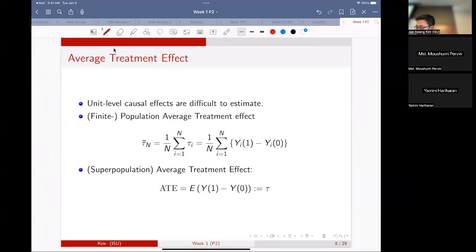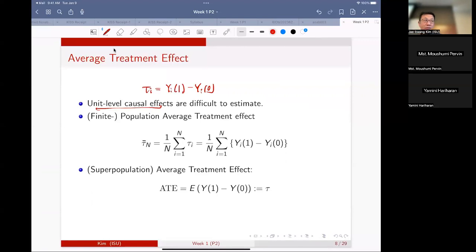So here are some parameters we want to define. Basically, the unit level causal effect tau i is almost impossible to get, right? We cannot really do anything about one particular unit, because we don't observe both outcomes. So it's almost impossible. What we can do is some averaging. At the population level, the group level, we can do something. So okay, this is a parameter.